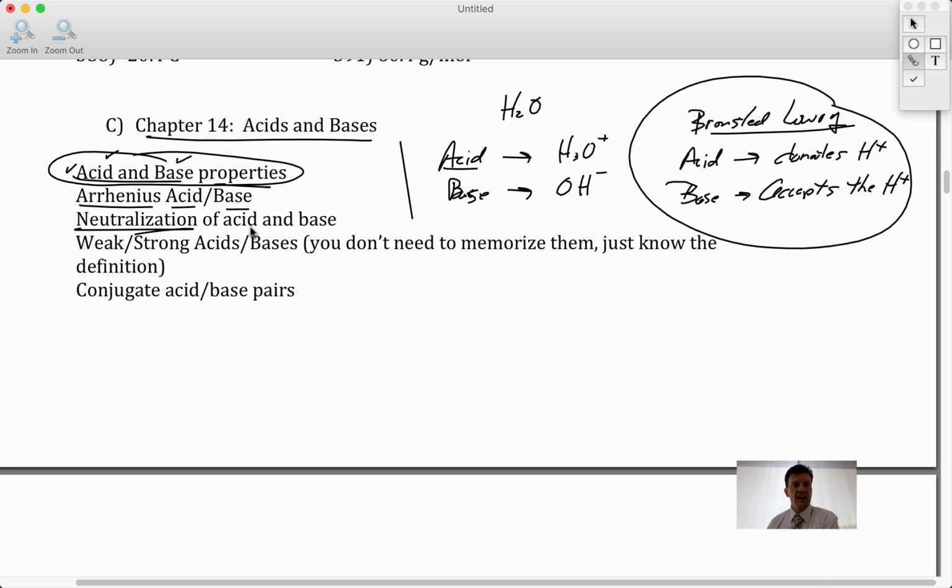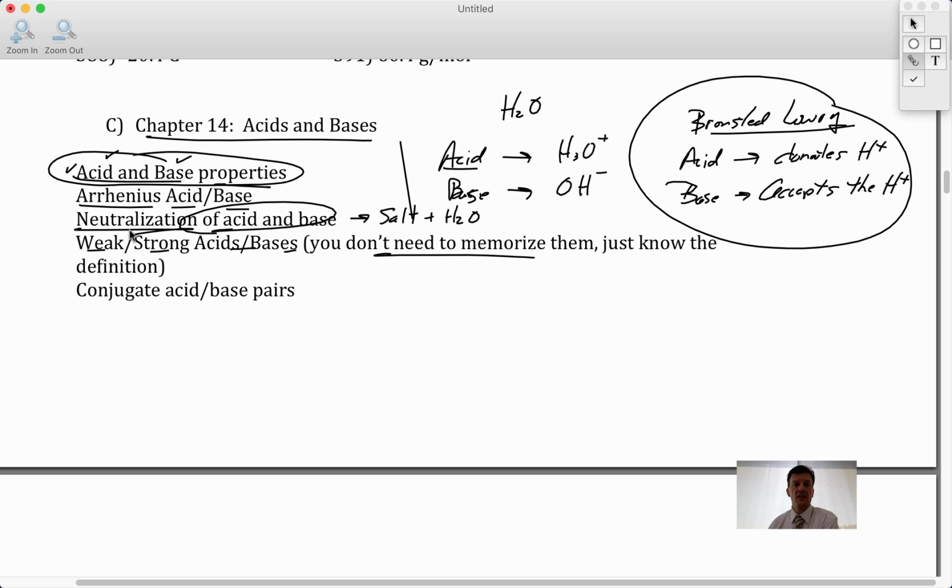A neutralization of acid and base. You need to know when you take an acid and base, you put them together in a reaction, they will always form a salt, meaning some ionic compound, and water. All right? Weak, strong acids, bases, you don't need to memorize them.